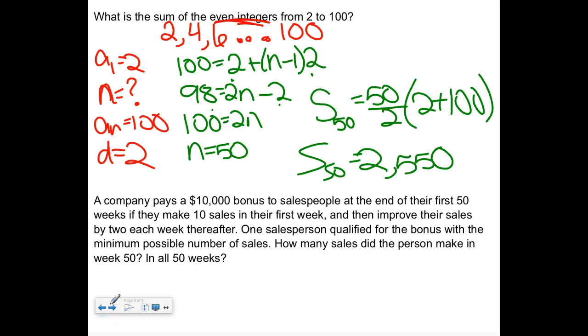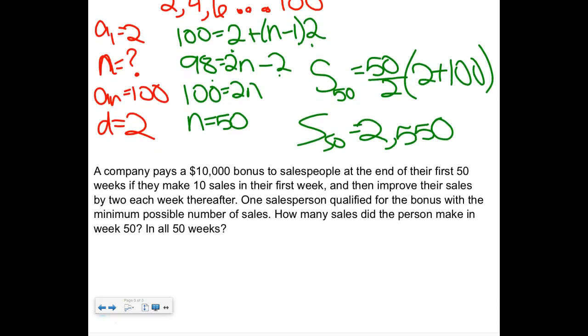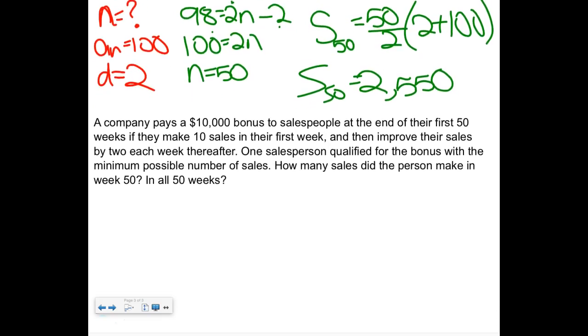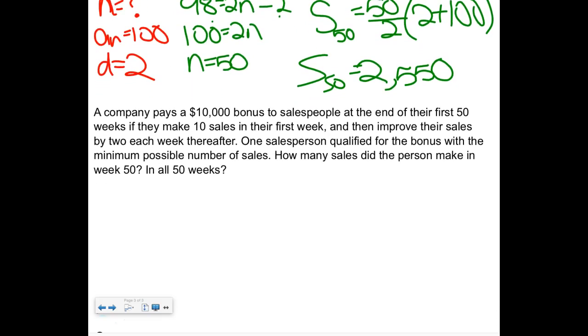We have another word problem. This time it's dealing with money. Okay. So it says a company will pay a $10,000 bonus to a salesperson at the end of their first 50 weeks if they make 10 sales in their first week and then improve their sales by 2 each week. One salesperson qualified for the bonus with the minimum possible sales. How many sales did that person make in 50 weeks all together?